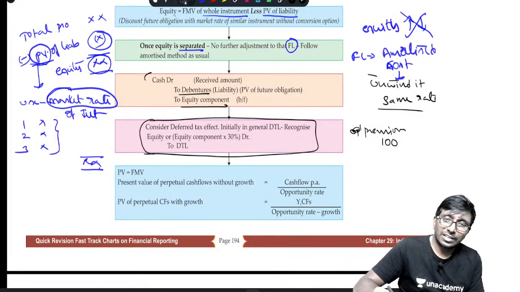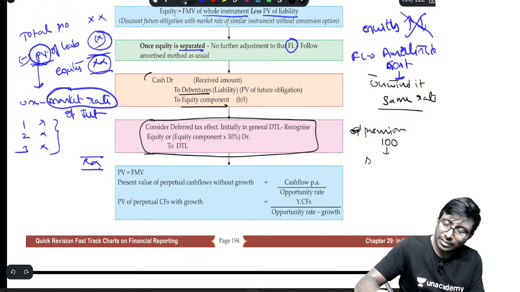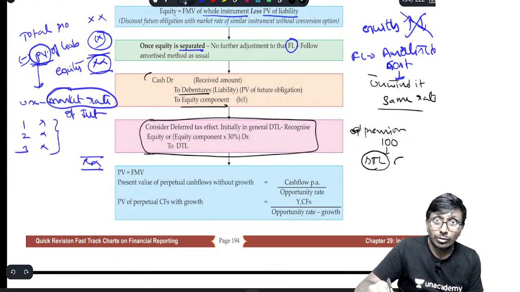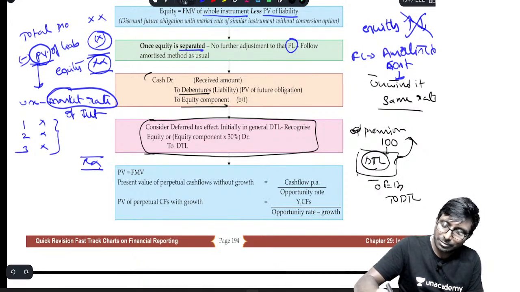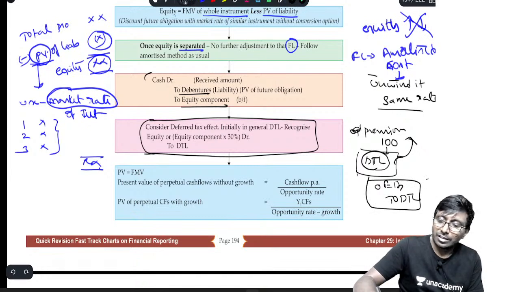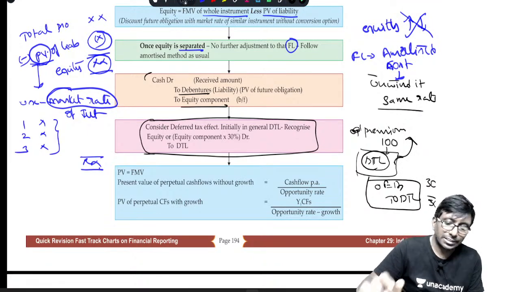The department will consider it as tax, but they don't take it right now. So that's why you will create a deferred tax liability on it, and it will be reduced from the other equity itself. We will recognize other equity account debit to deferred tax liability, one journal entry, 30 rupees, 100 into 30%.